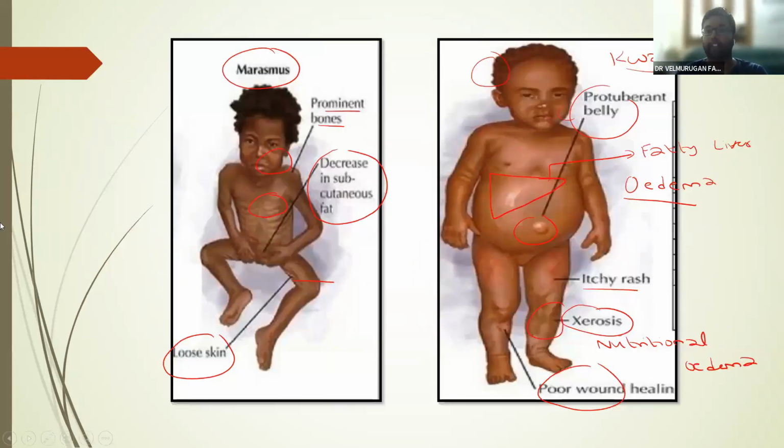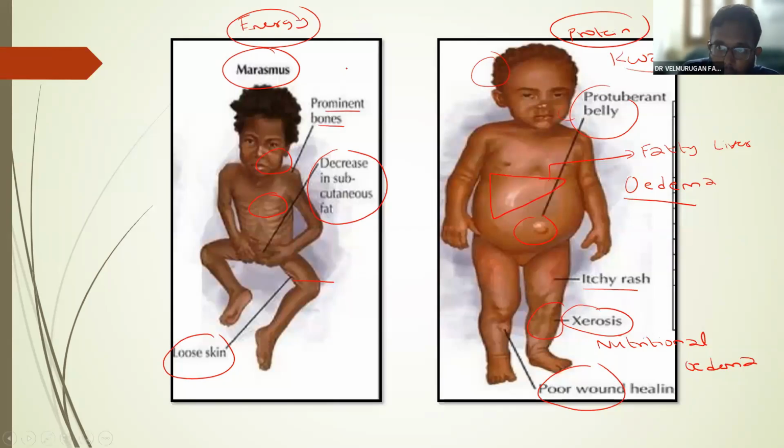So this is the difference between marasmus and kwashiorkor. They are all energy deficiency disorders. Here it is mainly energy, here it is mainly protein. So they come under the spectrum of protein energy malnutrition. So it is energy deficiency only. Here, along with energy, you also have the protein deficiency.